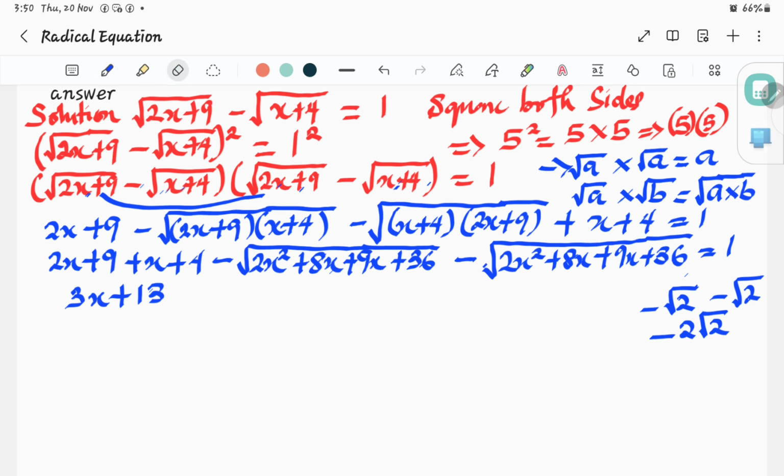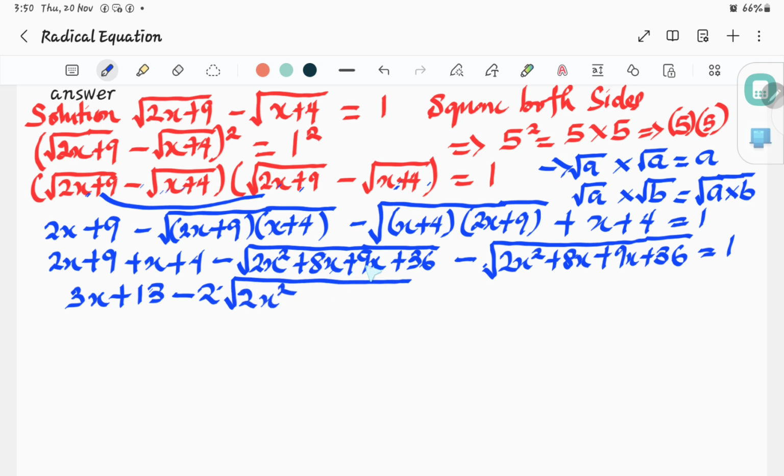All right, so using that knowledge now, to continue solving this, we can say this is going to give us negative 2 of them. Then you have your square roots. But inside we have 2x squared, 8x plus 9x, that's going to give us 17x plus 36 equals 1. All right, so it's looking a little bit simpler now.